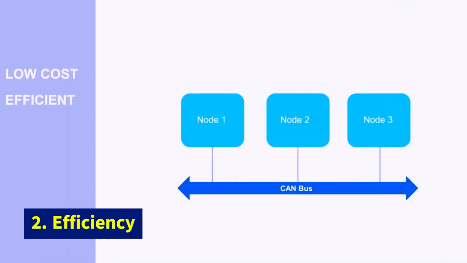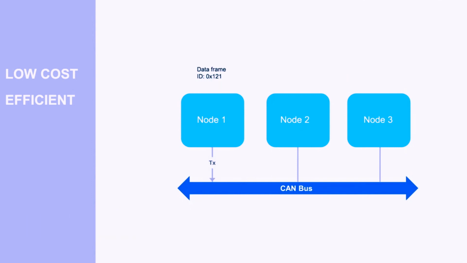2. Efficiency. Communication protocols optimize data transmission by defining efficient data formats, encoding schemes, and error detection or correction mechanisms. This helps minimize bandwidth usage, reduce transmission delays, and conserve power, which are critical considerations in resource-constrained embedded systems.